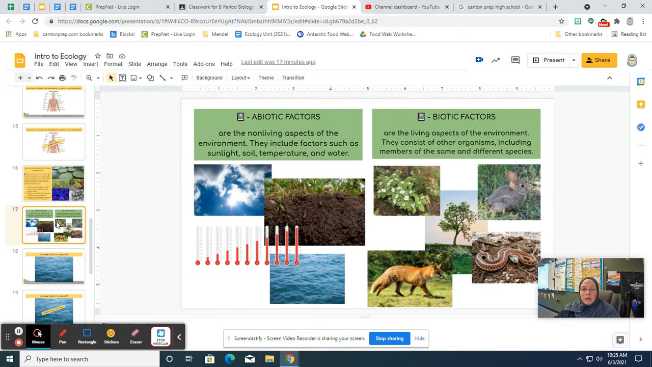So when we talk about the parts of an ecosystem, we have to talk about both the abiotic and the biotic factors. Most of us, when we think about an ecosystem, we think about the plants, the trees, the fungus species. We look at the animals that live in that ecosystem. So we're very familiar with the biotic factors.